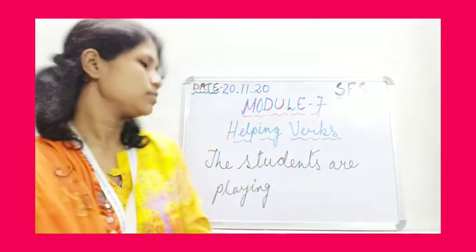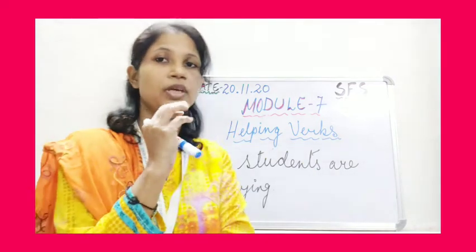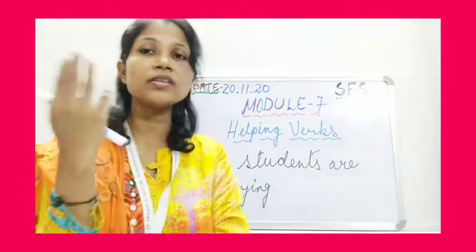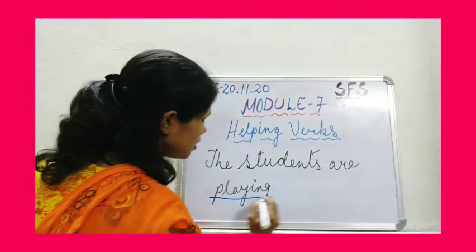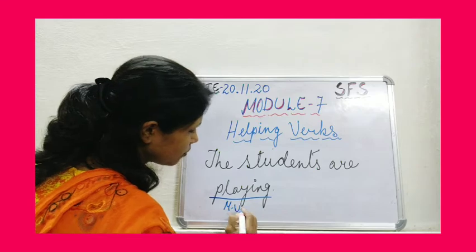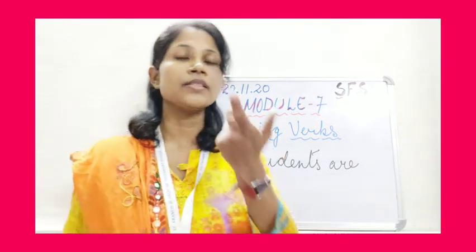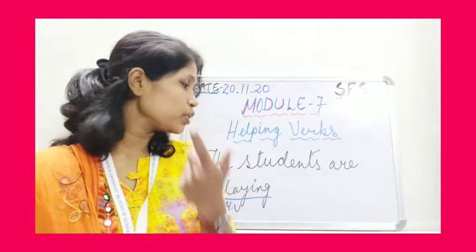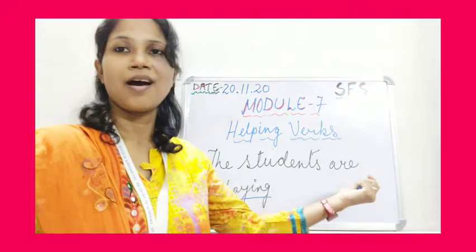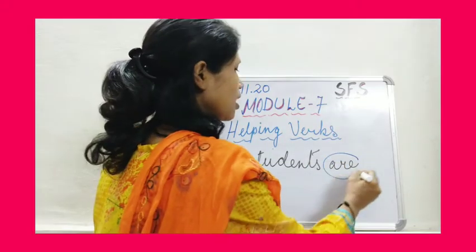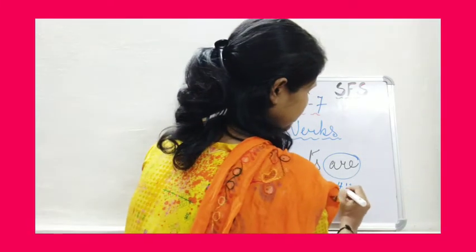What do you think? Students is the subject in the sentence. So which is the main verb actually? Students are playing. What are the students doing? The students are playing. So the word playing is the main verb, and we have written main verb. Now, what have we got? The helping verbs are the verbs that are used before a main verb. So before this main verb, what is the word used? Are. The students are. So this are is called the helping verb.